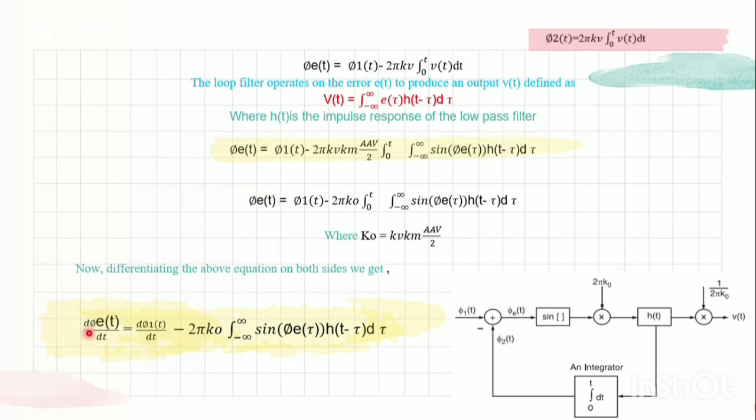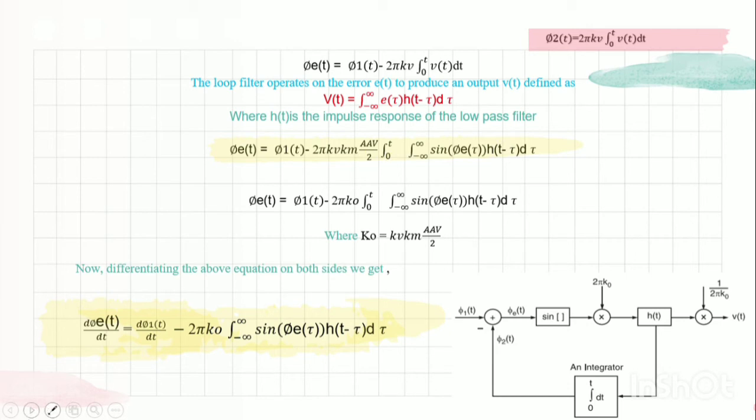As a result, we get dφ₂(t)/dt = dφ₁(t)/dt − 2πK₀ ∫ from −∞ to +∞ sin(φₑ(τ)) h(t − τ) dτ. Based on this equation, we have drawn the equivalent circuit of the PLL.